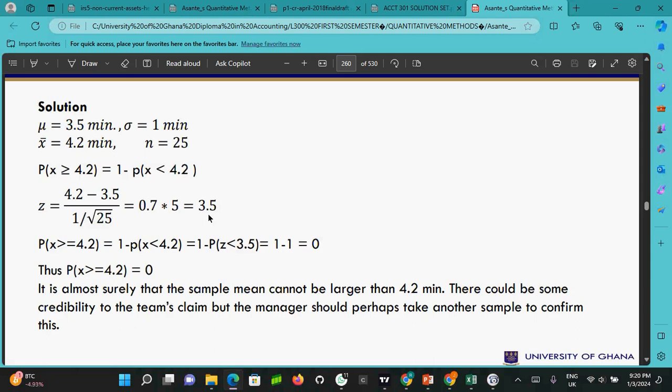So also the same thing. So they are almost the same. So that's why the interpretation is that it is almost sure that the sample mean cannot be larger than 4.2 minutes. There could be some credibility to the team's claim by the manager, and perhaps take another sample.